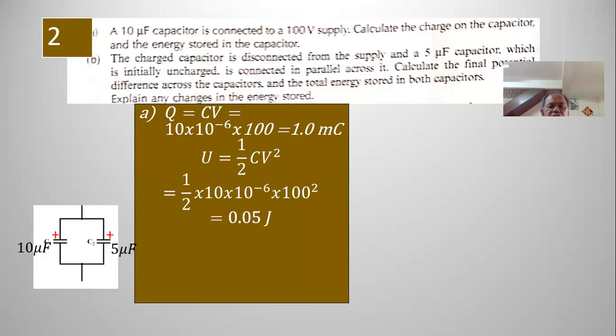The capacitor is disconnected from the supply and a 5 microfarad capacitor, which is initially uncharged, is connected in parallel across it. Calculate the final potential difference across the capacitor and the total energy stored in both capacitors. Explain any changes in energy stored. Okay, so that is the initial part, 100 volt.